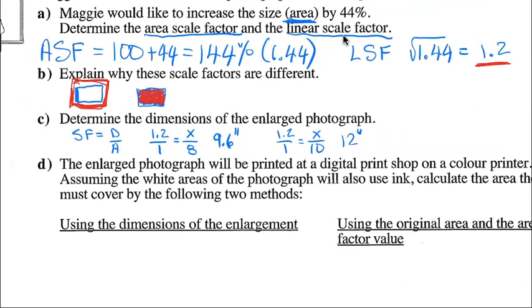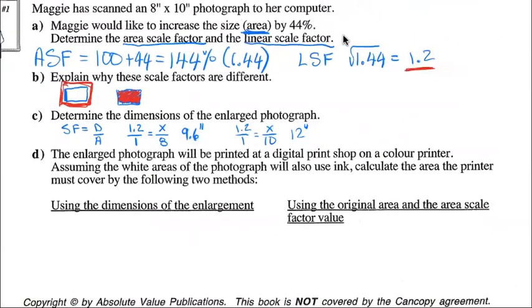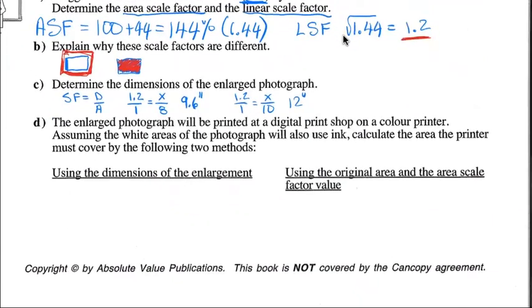Okay, so the same manipulation of scale that we've been using. Question D is going to help us see that relationship. The enlarged photograph will be printed at a digital print shop on a color printer. Assuming the white areas of the photograph will also use ink, calculate the area the printer must cover by the following 2 methods. 1, using the dimensions of the enlargement.